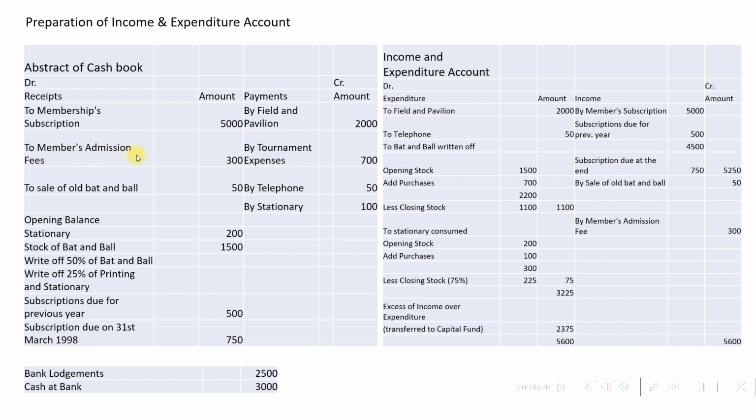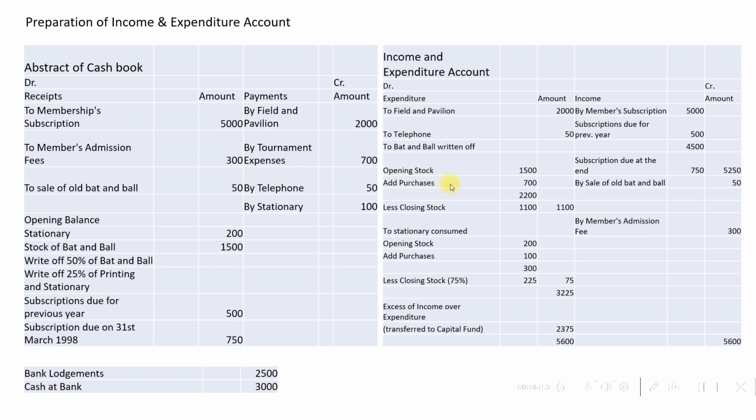Similarly, members' admission fee, which is 300, has to be recorded. Now that is under stationery consumed. We will explain about it in a while. Under payments, tournament expenses of 700 is accounted for, where we have bat and ball written off as purchases because it's a payment. Tournament expenses is an expense incurred because we have given cash of 700 rupees.